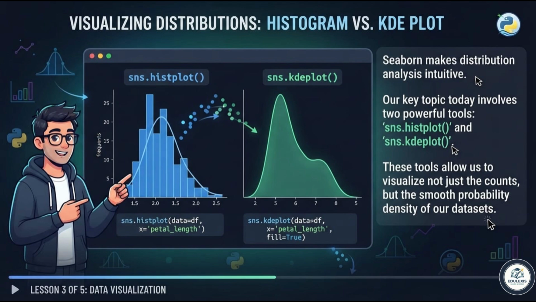Let's explore sns.histplot and sns.kdeplot. Seaborn makes distribution analysis intuitive. These tools allow us to visualize not just the counts, but the smooth probability density of our datasets.